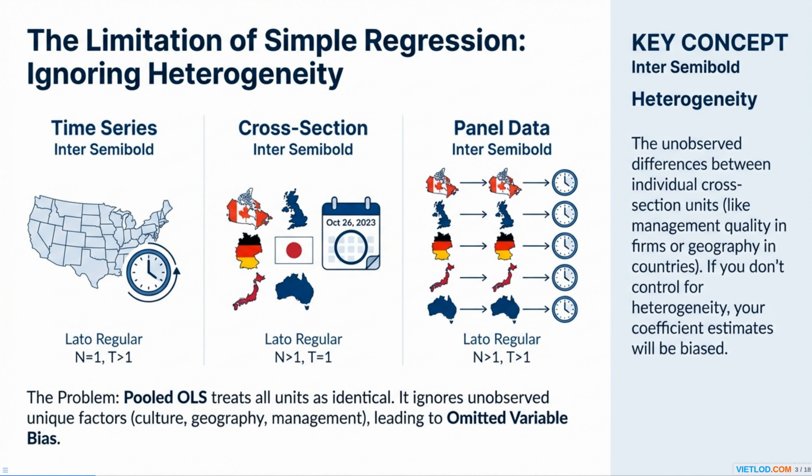Panel data, however, combines both dimensions, observing many units over many time periods, n greater than 1, t greater than 1. This rich structure is crucial because, as the slide states, pooled OLS treats all units as identical. It ignores these unobserved unique factors, which ultimately leads to a critical issue: omitted variable bias. This bias results in unreliable and misleading coefficient estimates. To properly address this fundamental challenge, we need a more sophisticated approach. Panel data models are designed precisely for this purpose. Let's explore how they do this in detail.